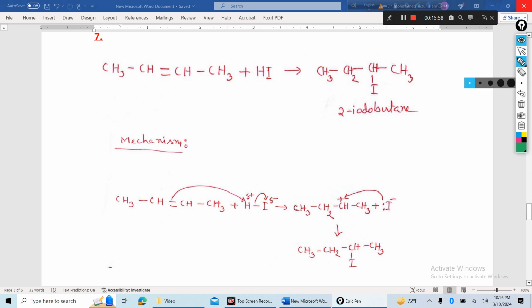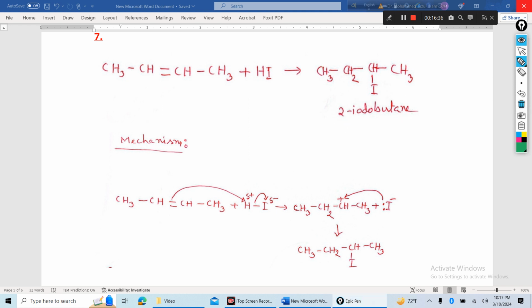Now you see 1, 2, 3, 4, 2-butene, or butene, because the second carbon contains the carbon-carbon double bond. When butene reacts with hydrogen iodide, 1, 2, 3, 4, 2-iodobutane is the product.